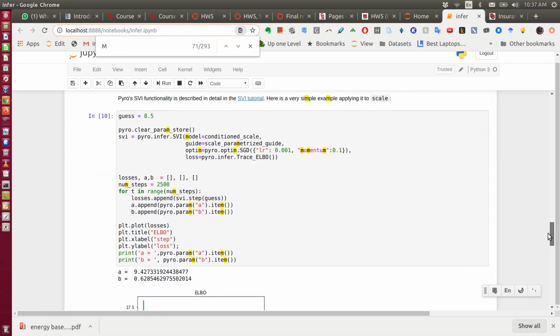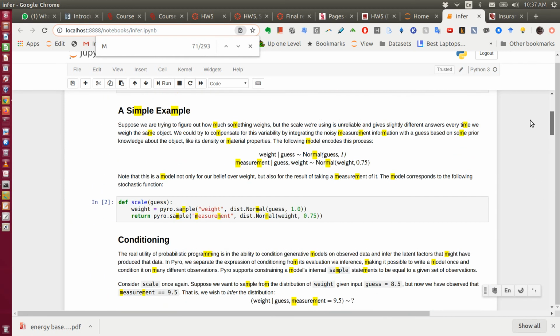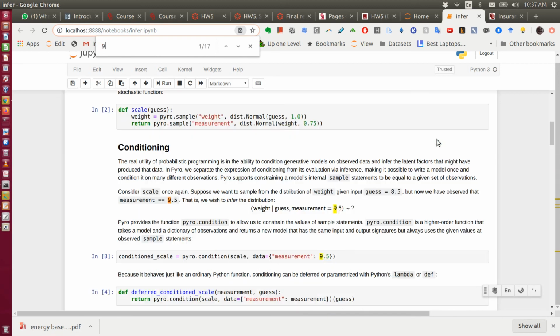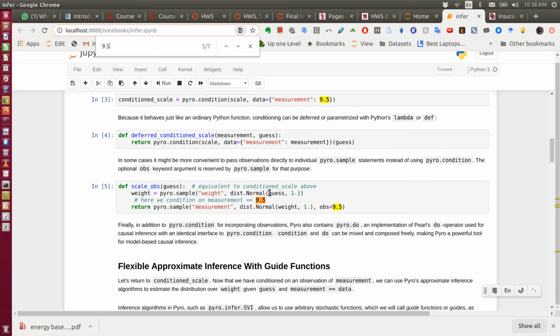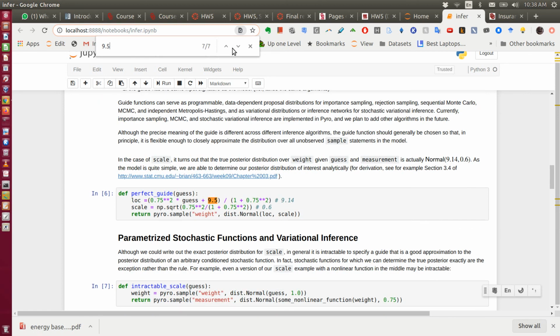That's the analytical result. But let me change the measurement quickly. The measurement is 9.5 to 10. Let's see where it's 9.5 here. So there's a 9.5 here, the conditional scale measurement 9.5. I'm not sure I use this here. There's some 9.5 here, 9.5 here. Sorry, but this is a comment. It doesn't use it. Oscillation 9.5 scale observation. Actually, I don't think we need that. This is a perfect guide.